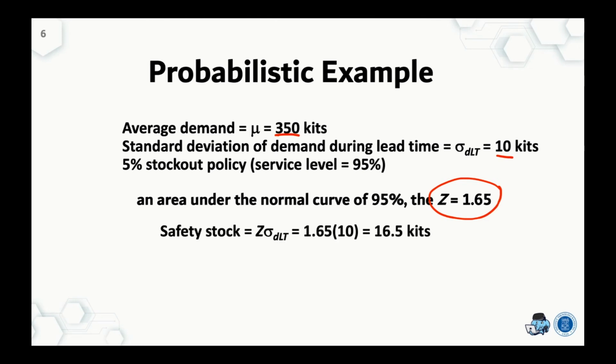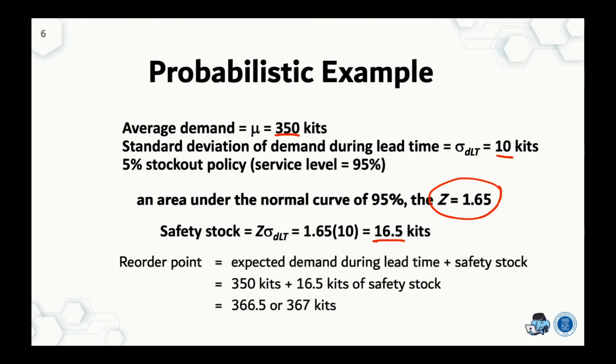And then we can simply calculate the safety stock, which is the Z-score multiplied by the 10 in this case, so it is equal to 16.5. And we can calculate the reorder point. It is equal to the expected demand during the lead time, which is 350, that we already determined before, plus the safety stock that we already calculated, 16.5. And then it becomes 366.5. Since this is a product, we round it up to 367 products.